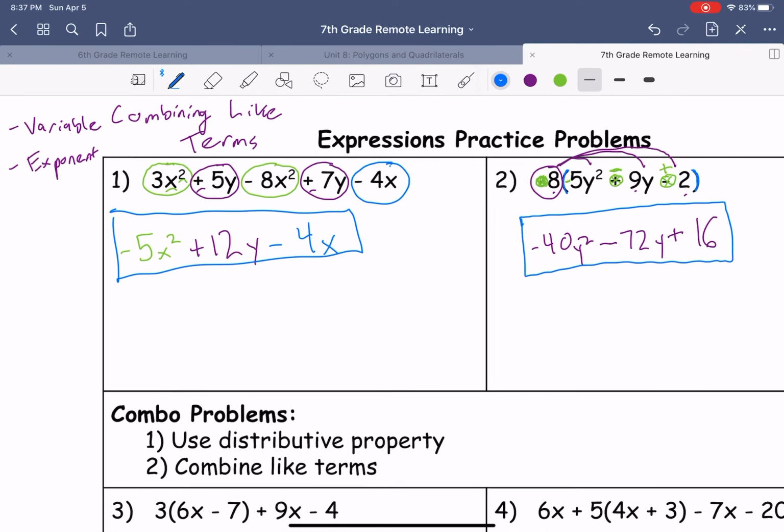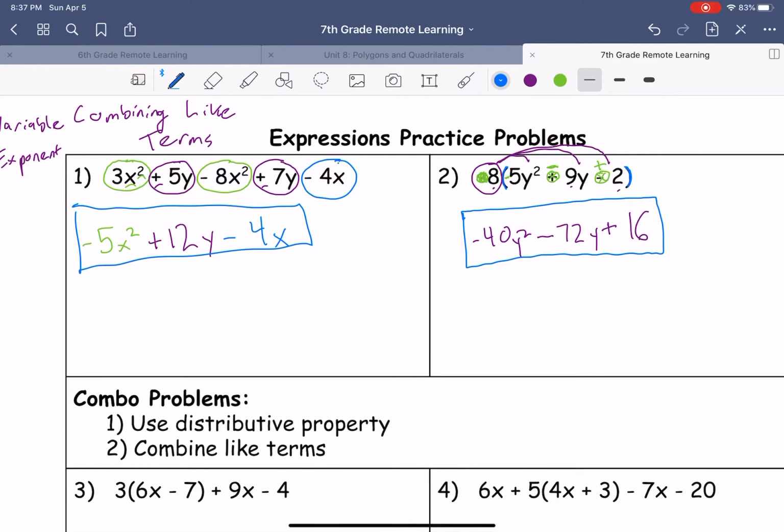So one of the things that I want you in particular to remember is that you should have these variables at the end. If you end and all of your variables have disappeared, you've made a mistake. Okay? We need those variables. And we also need our operations.